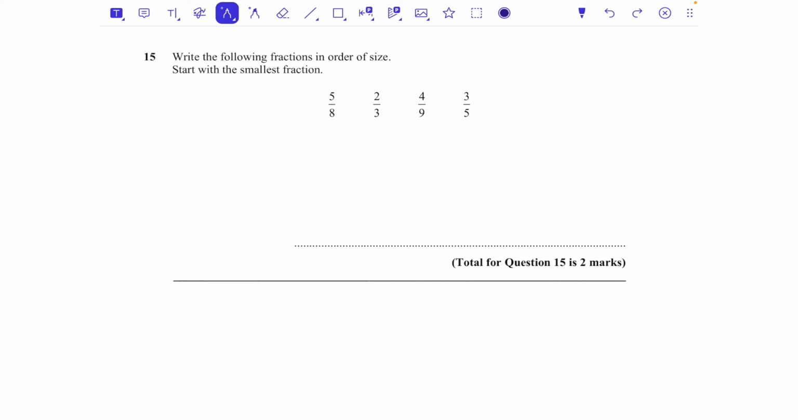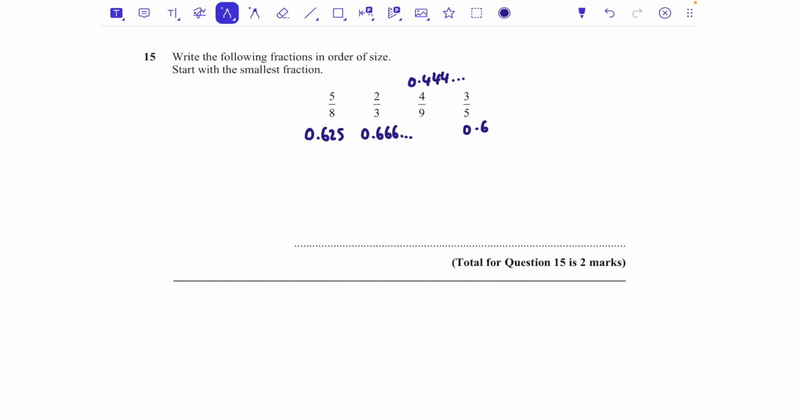So what I'm going to do here is actually change them all to decimals. And to do that, I'm just going to type them in my calculator. Now remember, you do have a fraction button on your calculator, but if you don't, you can just type 5 divided by 8, and that will give you 0.625 for that one. 2/3 is 0.666 recurring, so I'm just going to put a few, and then put dots. Then 4 divided by 9, or 4/9, is 0.444 recurring, and then 3/5, 3 divided by 5, is 0.6. We've now just got to decide which of those is the smallest.